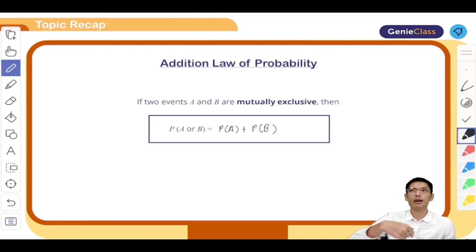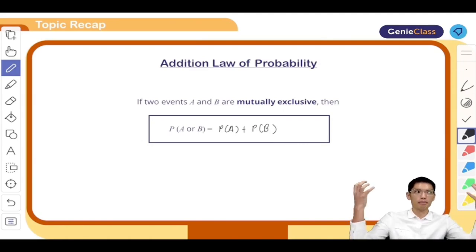So for example, the probability of a die showing either an even number or an odd number. It cannot be both because even and odd cannot both occur at the same time. So I actually sum them both together. So that's one example. Again, if you don't really understand my description, don't worry. That's where we have a worked example to help us out.